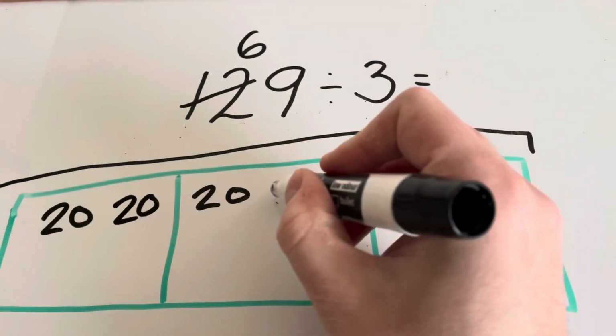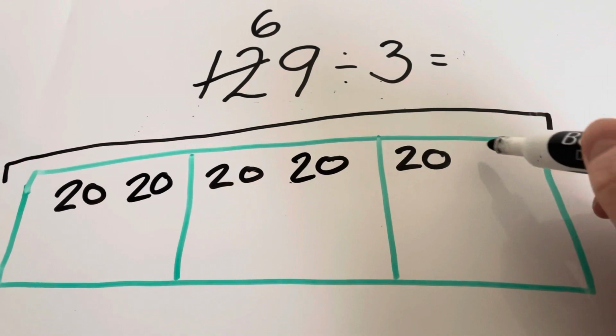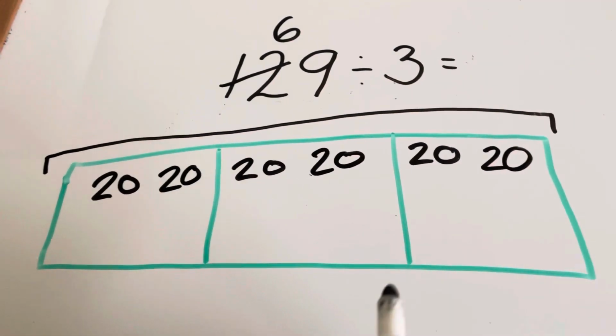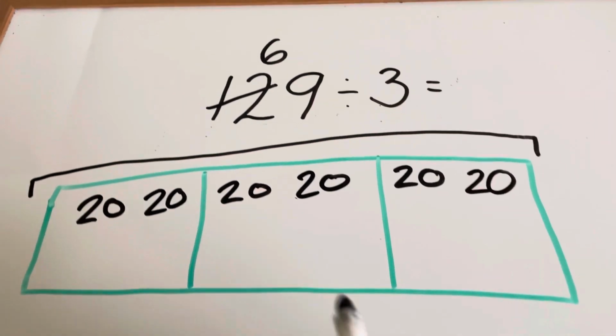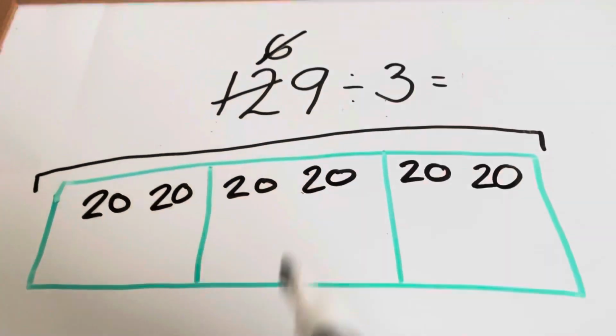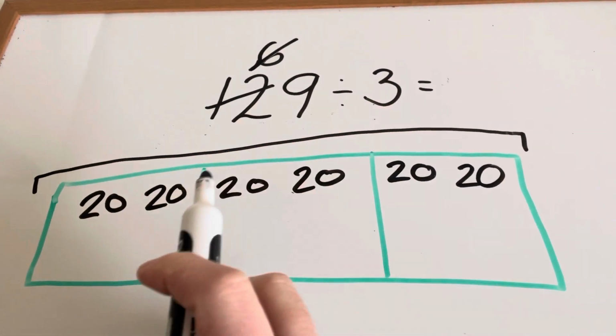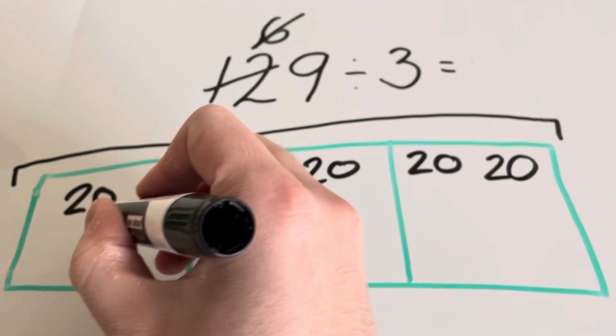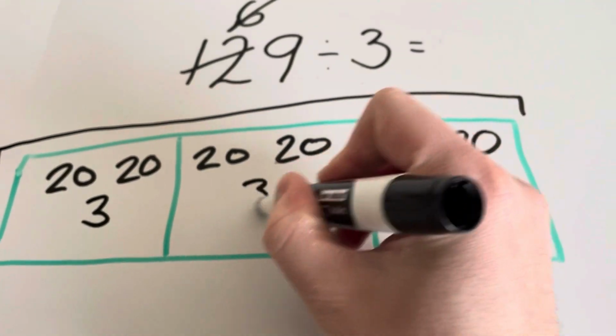So I know there's 3 20s in 60, so I'm going to give it another 20, 20, 20, 20. If you had to go down to 10s to give that out, that's fine. So that leaves me with just 9 left to give out. So I know 9 divided by 3 is 3, so I can give each person 3.